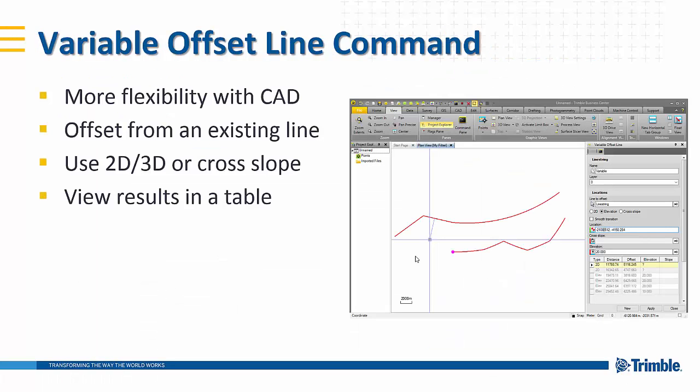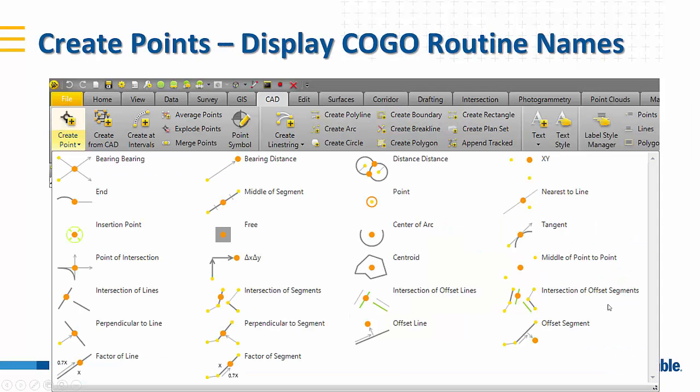The variable offset line command allows you a lot more flexibility when you're creating line strings. You can choose 2D, 3D, or cross slope for those variable offsets. A nice feature is the ability to see results in a table view as you draw or create those offsets.